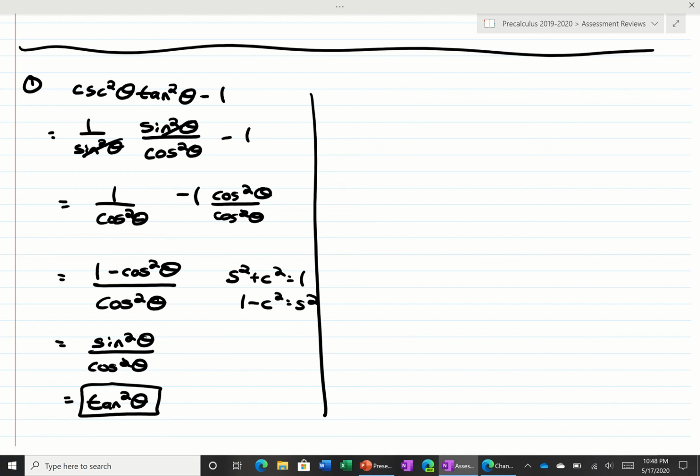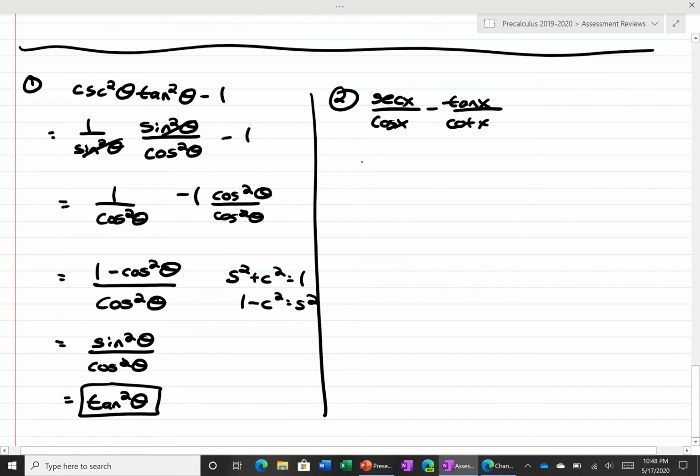Alright, let's see. Second problem. We have secant of x over cosine of x minus tangent of x over cotangent of x. So we'll convert to sines and cosines. We have 1 over cosine of x divided by cosine, minus sine of x over cosine of x divided by cosine of x over sine of x.